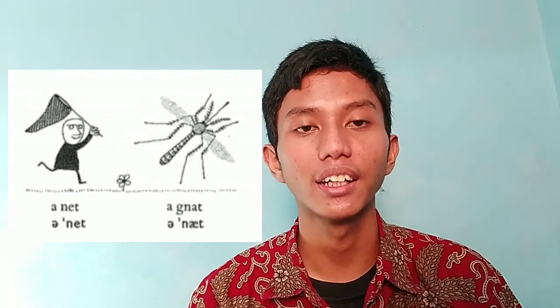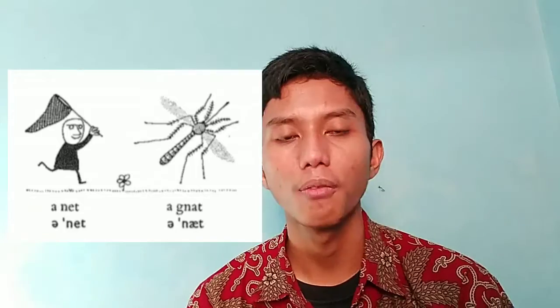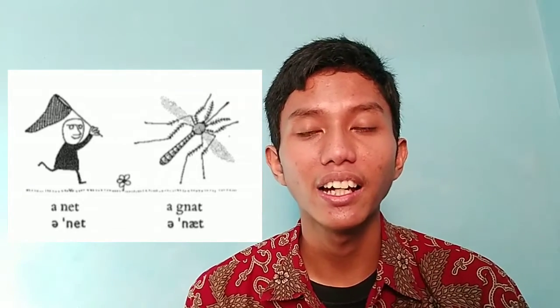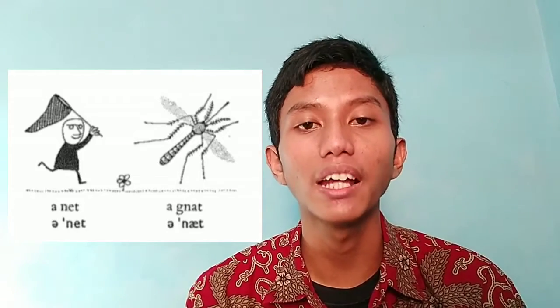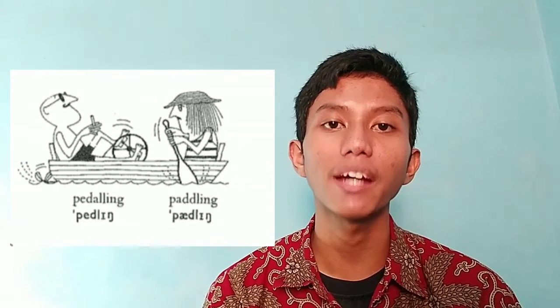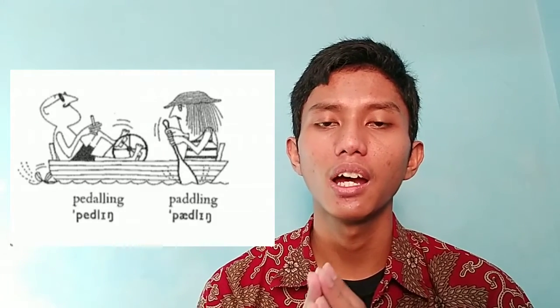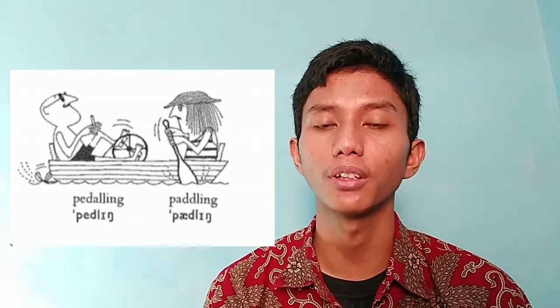And then a net and a gnat. Net is different from gnat. You can see in this picture. Net, for example, network. We cannot say network like that, but network. Gnat is similar to mosquito. Next picture, we will be seeing the difference between pedaling and paddling. In the word pedaling, we stress the first syllable of this word.